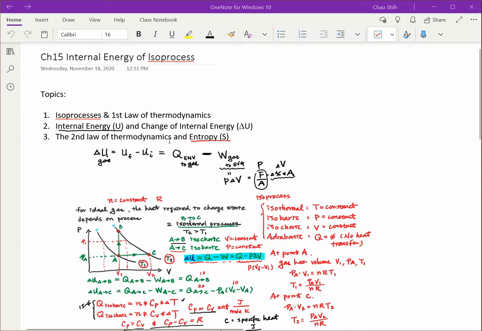Previously, we had another video talking about work, and before that we talked about Q, which is the heat. So now we are going to focus on the internal energy. You can change the internal energy in two different ways. As you can see in our equation over here, right in the middle, the change of U, that U represents the internal energy. Now be careful, the U and delta U are different.